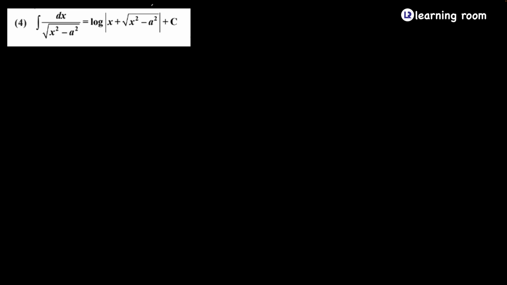So the fourth one is integral of dx divided by root of x square minus a square, which is to be proved as log of mod x plus root of x square minus a square.